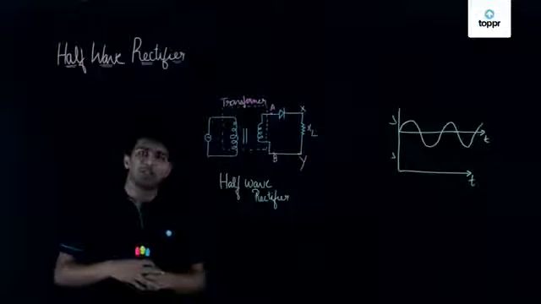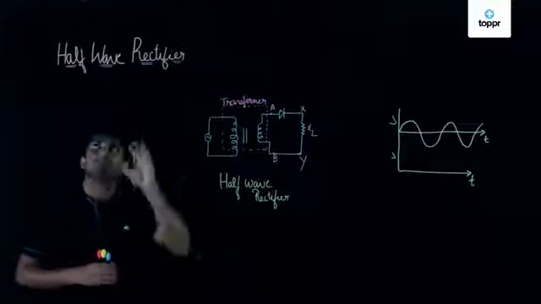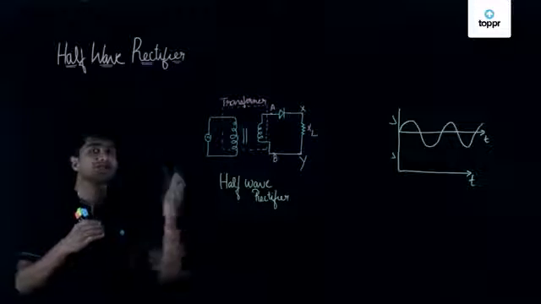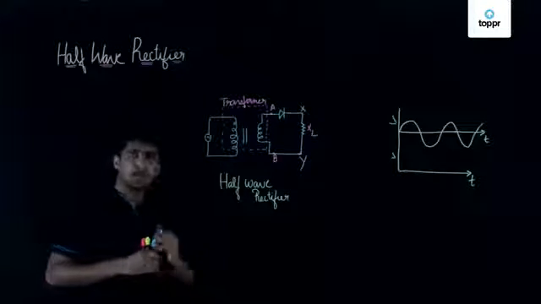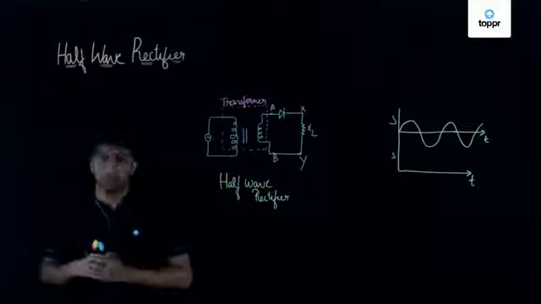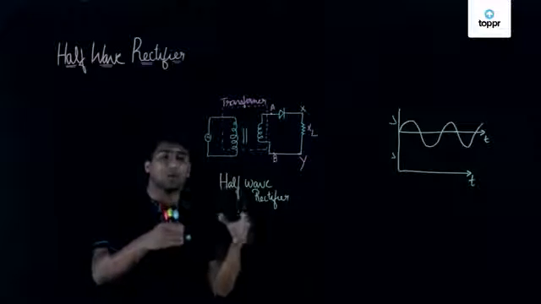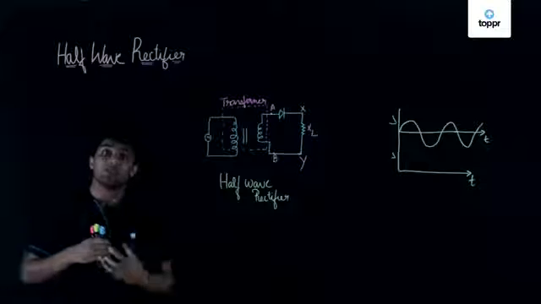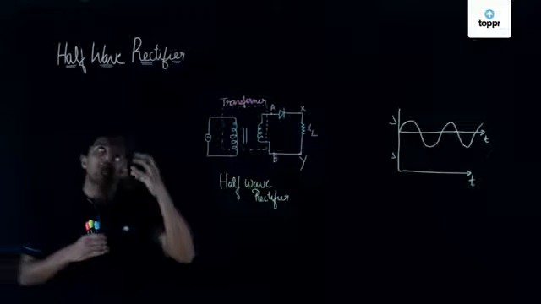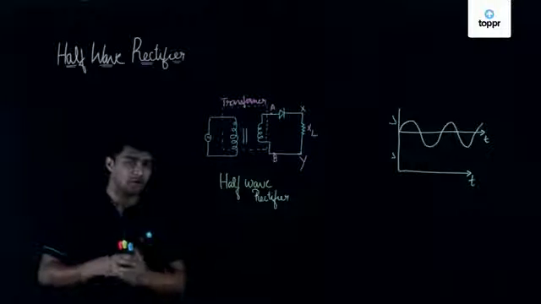Hello students, today we are going to discuss the half wave rectifier. Before understanding what a half wave rectifier is, let's understand why we are discussing it. As we have already discussed diodes and their different types, such as when a PN junction diode is forward biased and reverse biased, we have seen what happens in a circuit. So we can say a half wave rectifier is an application of a junction diode.